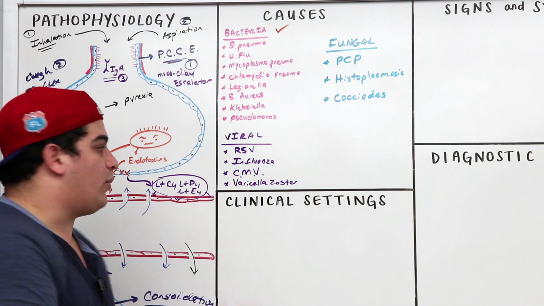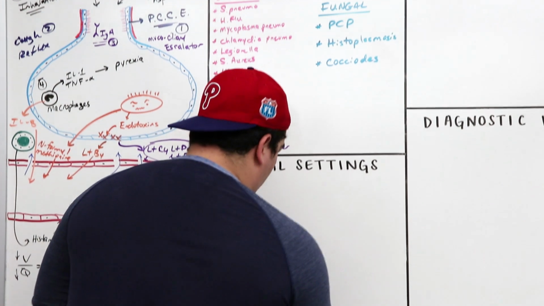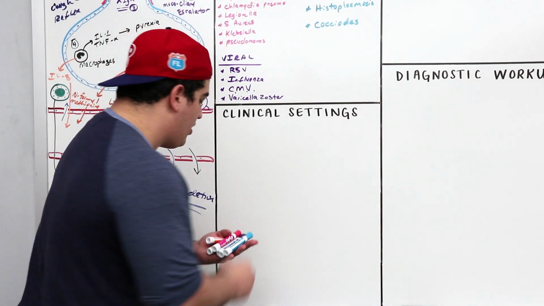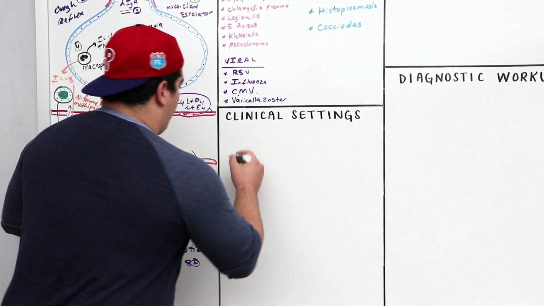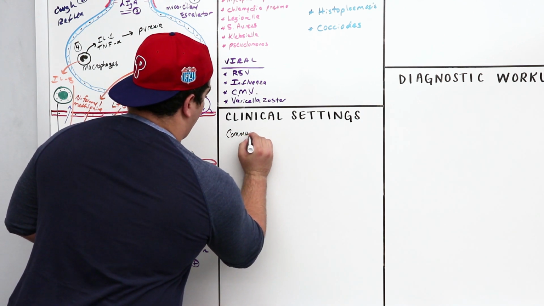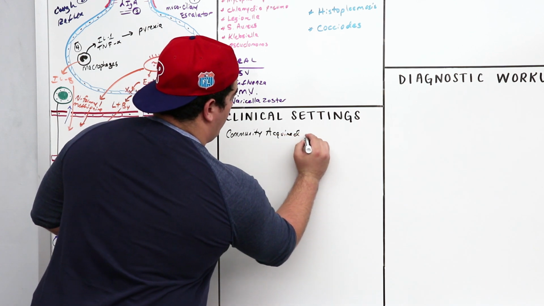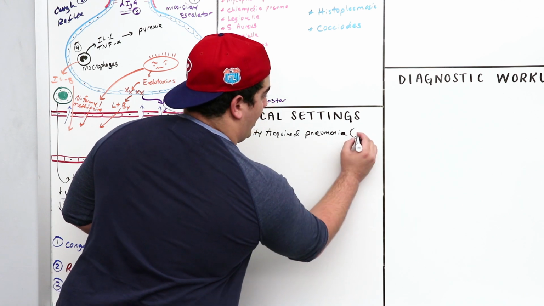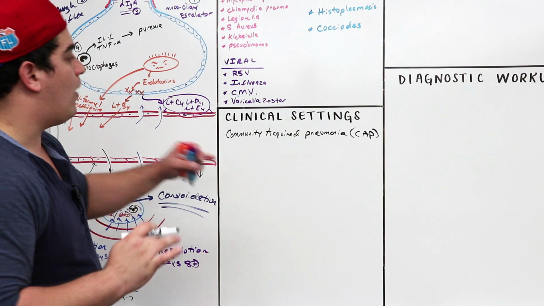Now what we're going to do is move into the clinical settings, okay? So when we talk about pneumonia, we can categorize them by how they were acquired, if you will. So what do I mean here? One of the big ones that we see a lot is called community acquired pneumonia. And this is abbreviated CAP. All right? So that's what we'll see, community acquired pneumonia.